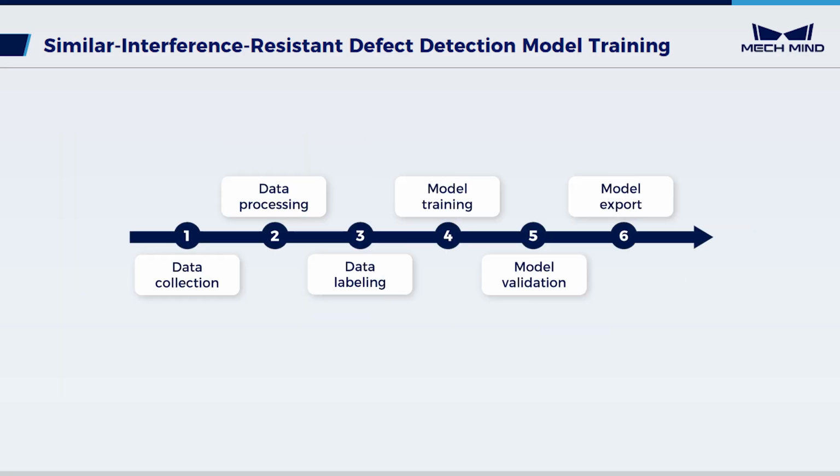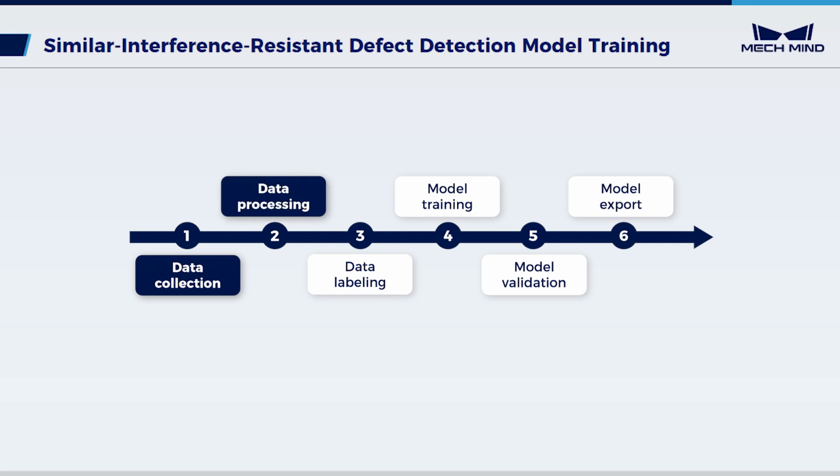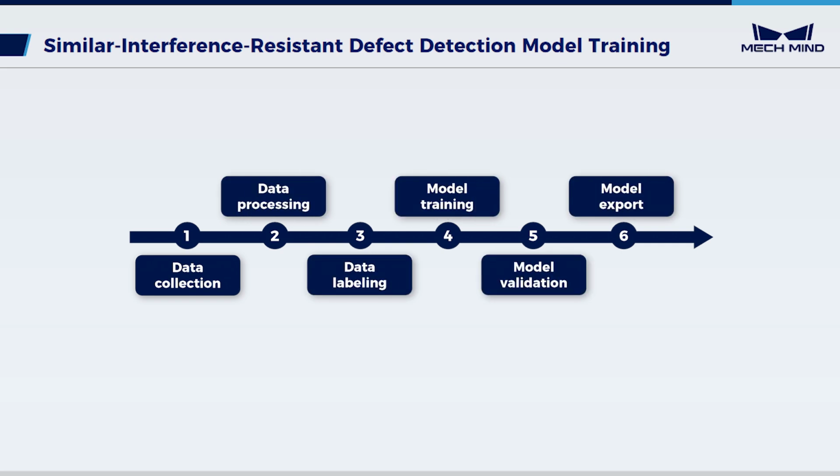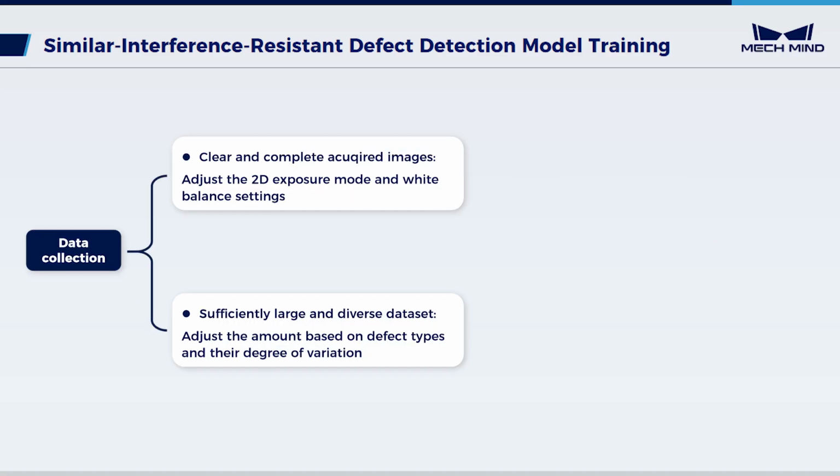The overall workflow consists of 6 steps: data collection, data processing, data labeling, model training, model validation, and model export. Now, let's go through the specific process. The first step is data collection, which is the preparatory work.